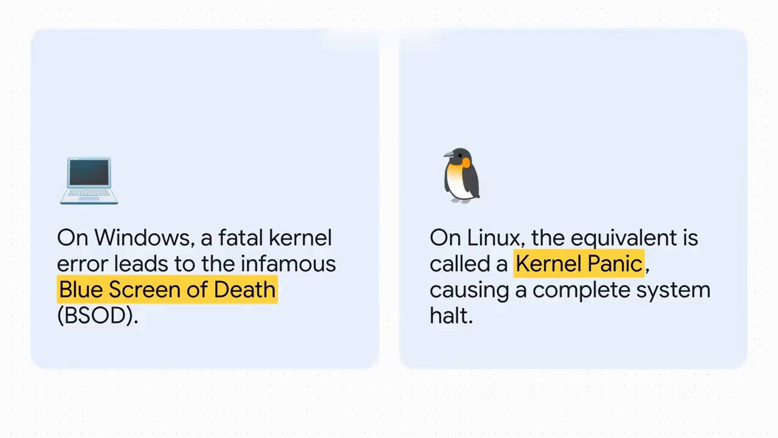So what happens if you have a buggy driver and it misbehaves? It causes a fatal error deep inside the kernel that the system just can't recover from. On a Windows machine, this is when you get the infamous blue screen of death. On Linux, it's called a kernel panic. They might look different, but they mean the exact same thing. The control center has failed.